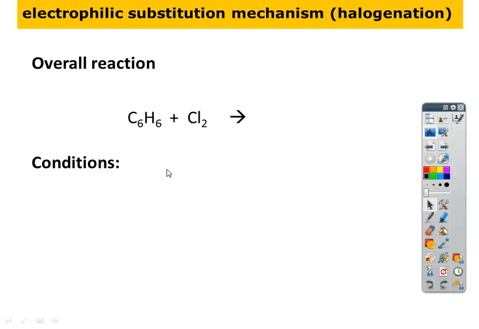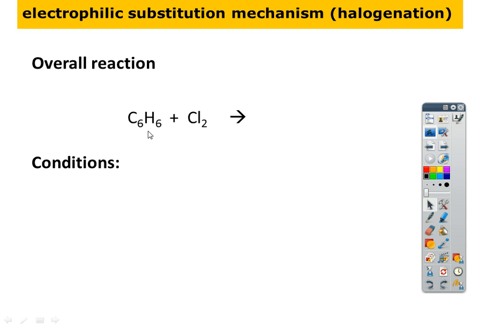Okay, going to be looking at another benzene mechanism now. It's the chlorination of benzene, the reaction of chlorine and benzene. It's an electrophilic substitution mechanism, just like the nitration mechanisms. A lot of similarities, you'll be pleased to know. But the first thing we need to look at is the overall reaction.